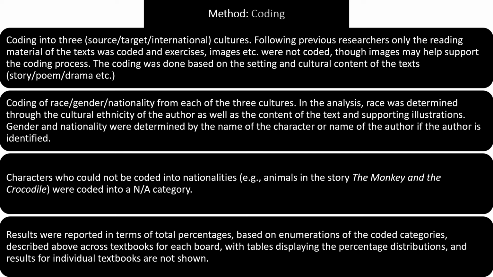Gender and nationality were determined by the name of the character or name of the author if the author is identified. Characters who could not be coded into nationalities, for example animals in the story, the monkey and the crocodile, were coded into a NA category, which is not applicable. Results were reported in terms of total percentages based on enumerations of the coded categories described above across textbooks for each board, with tables displaying the percentage distributions, and results for individual textbooks are not shown.